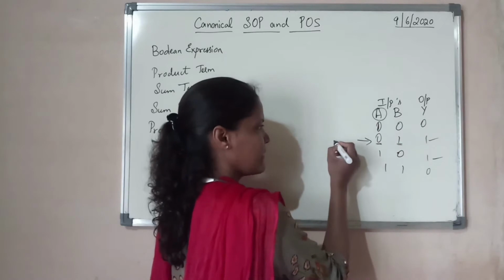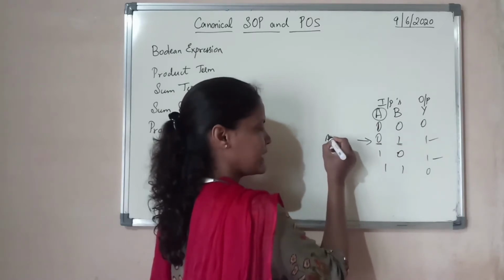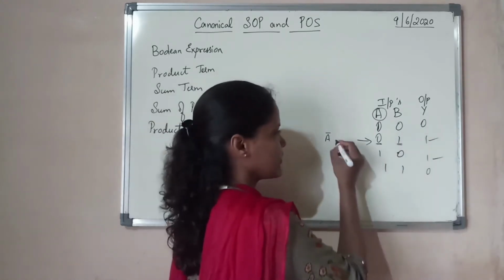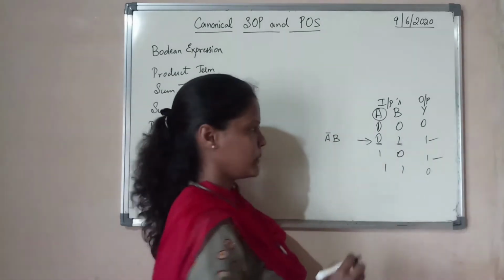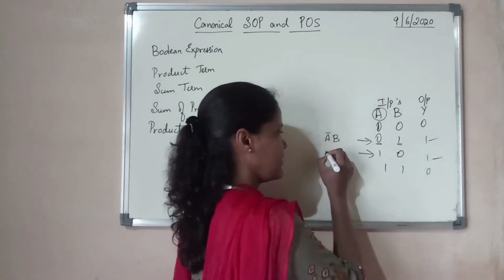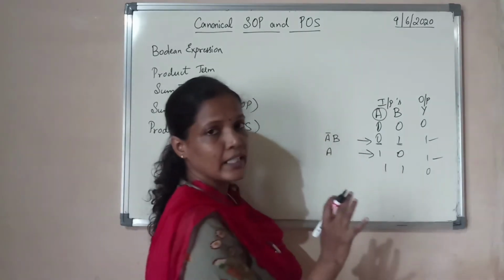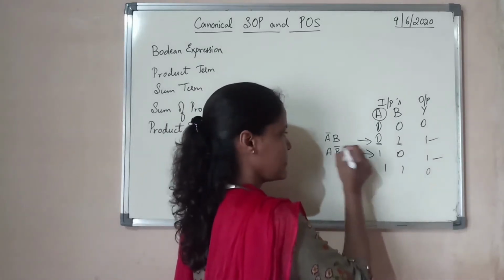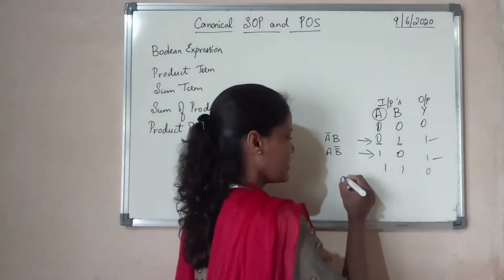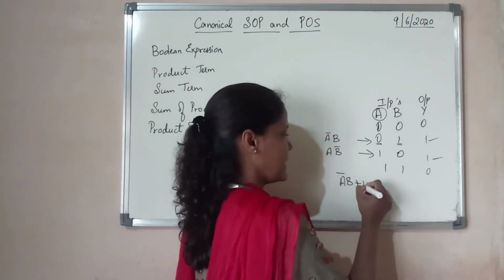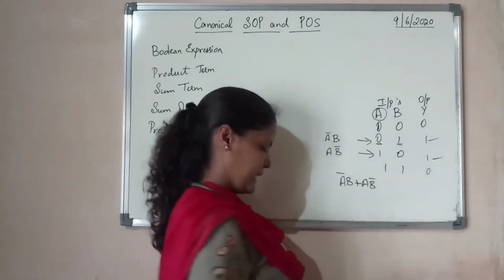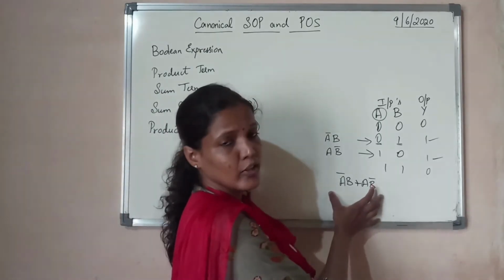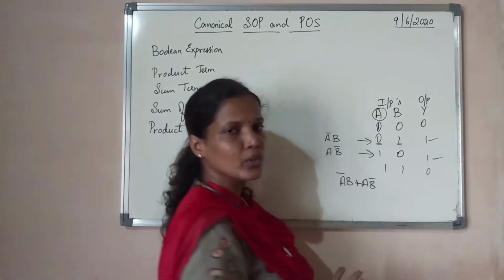And here a value is equal to 0, then I have to write it in complemented form. Complemented form means a bar. B value is equal to 1, so I am just going to write it as b. Similarly here, since a value is equal to 1, I am just going to write a, that is the uncomplemented form. Since b value is 0, we call it b bar. Then we are going to combine this: a bar b plus a b bar. Like this, we are going to come across with this kind of Boolean expression. This itself is called the Boolean expression.